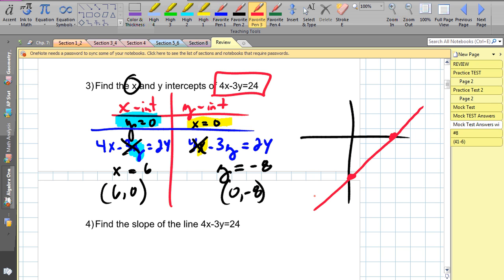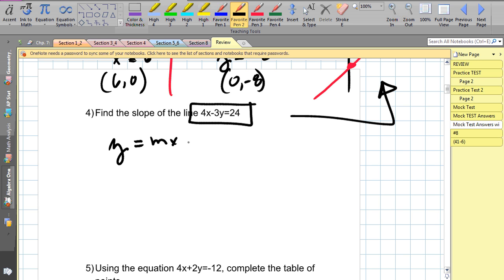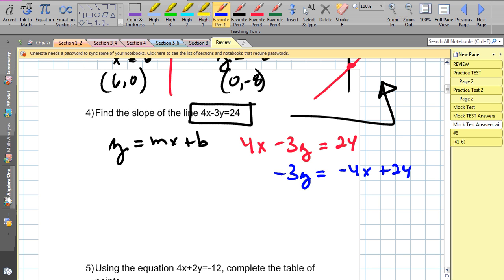to graph a line. So we just calculated the two intercepts, and the next problem here is we're going to find the slope of that particular line. Well, one way to find the slope would be to use it visually and try to count using those two coordinates right there. Another way is to put it in this format, which is the technique I'm going to use. That's called the slope-intercept format. So I'm going to rearrange our equation 4x minus 3y equals 24, and I'm going to try to isolate the y variable. When I do that, I get 3y equals negative 4x plus 24.